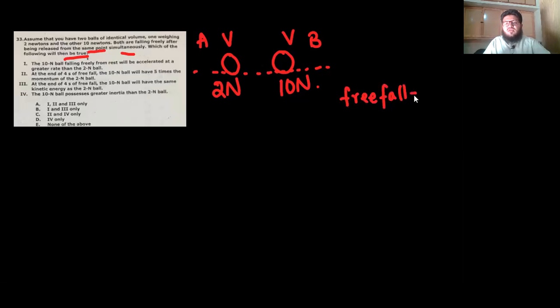Guys, remember from your theory that in free fall motion, the value of acceleration is always equal to the acceleration of free fall. So value of acceleration दोनों की constant रहेगी. That will not change. क्योंकि हम assume करते हैं कि air resistance is zero. ठीक है, air resistance is negligible. So the value of g is gonna be the same for both of them. So statement 1 is wrong. Statement 1 में ये कहा है कि 10 Newton जो है it will be accelerated at a greater rate. नहीं, it won't be accelerated at a greater rate. It would have the same acceleration as a 2 Newton ball.